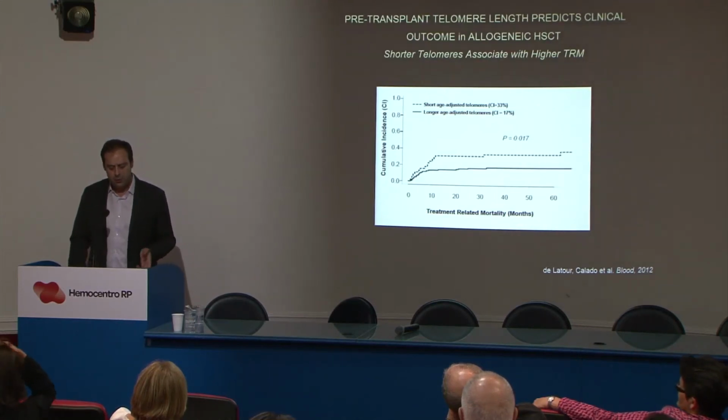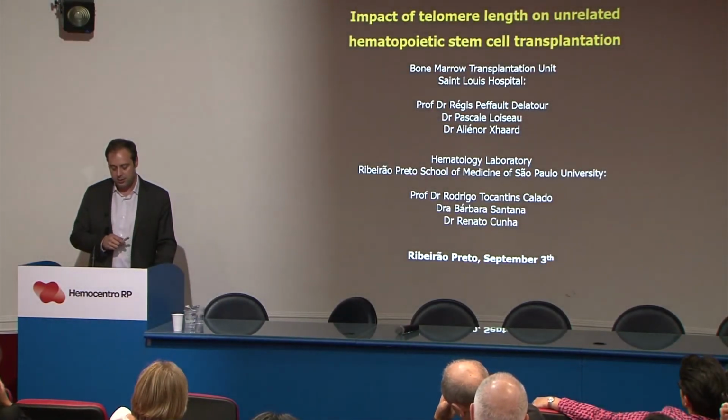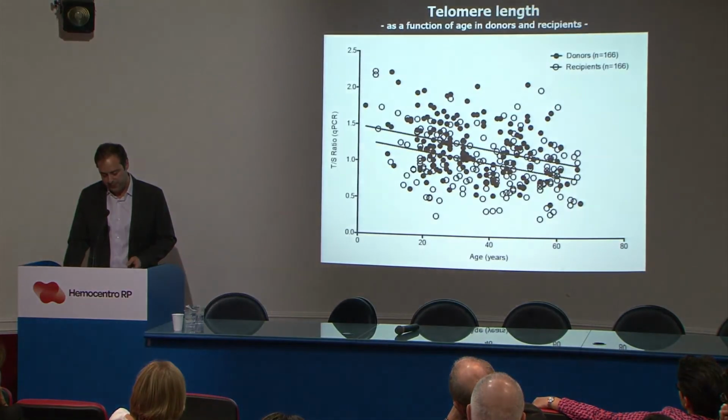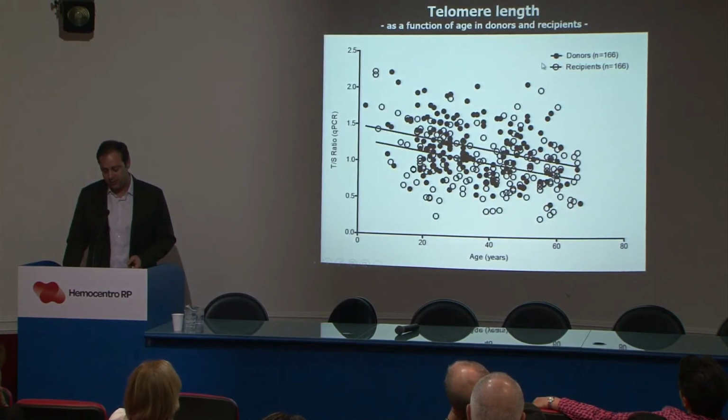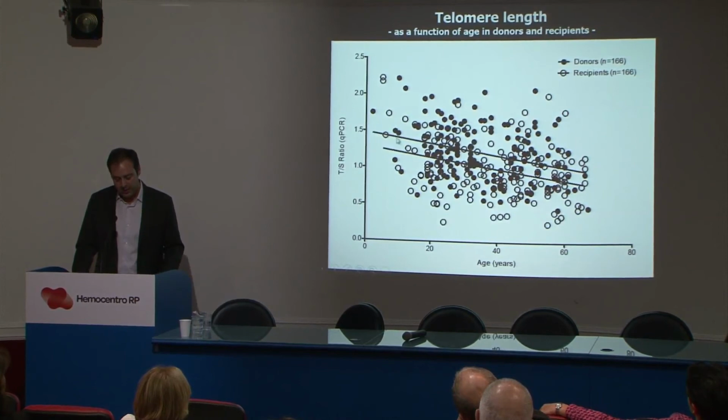And now, along with Régis, we're looking at a new series of about 700 to 800 patients that received an unrelated transplant. And we're looking at the telomere length on the donors and the recipients. Renato Cunha sent me some very preliminary data on the telomere length on about 200 donor-recipient pairs from this cohort, and we were able to see that the telomere length measurement is working okay.